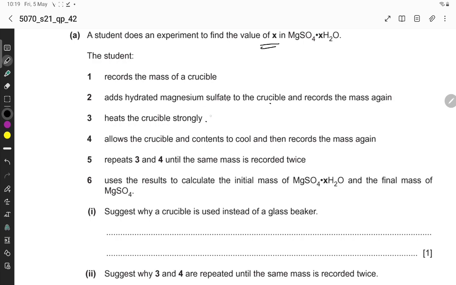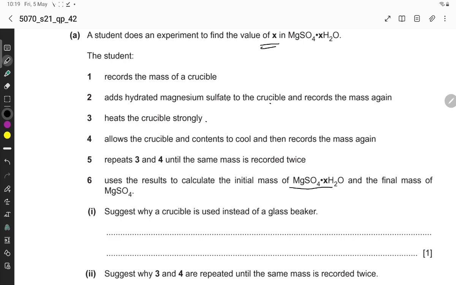Heats the crucible strongly, allows the crucible and contents to cool, and then records the mass again. Repeats 3 and 4 until the same mass is recorded twice. Uses the results to calculate the initial mass of magnesium sulfate and the final mass of magnesium sulfate after heating. Initial mass is before heating and final mass will be after heating.